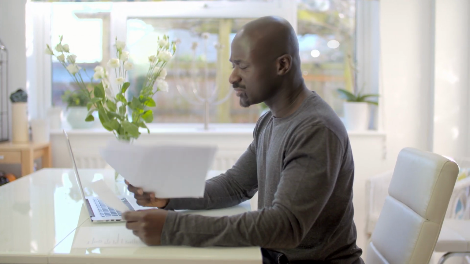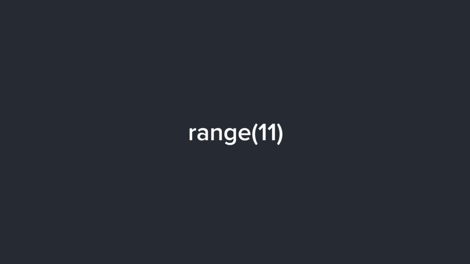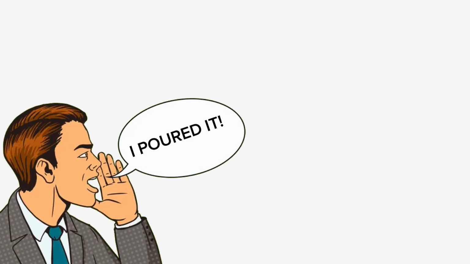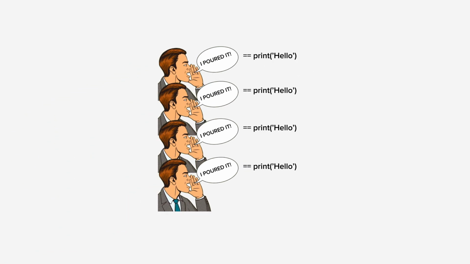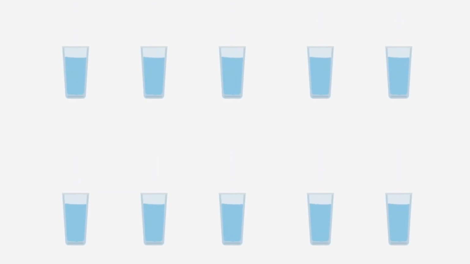You may be wondering why we use 11 in our example instead of 10. This is because in programming, counting starts at 0, not 1. Additionally, in the range function, the last number is not included, so we use 11 to include the number 10. According to the analogy, shouting "I poured it" is equivalent to our print hello statement. This is the action we want to repeat. The variable i is like a counter, keeping track of how many times we performed the action.